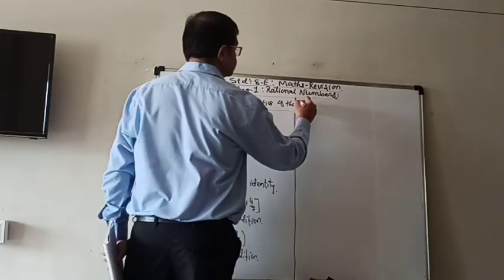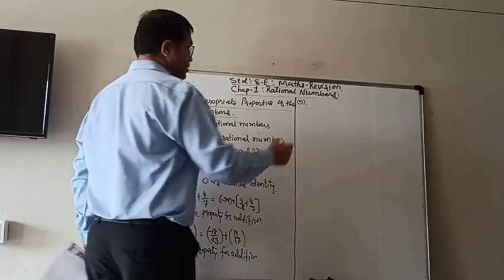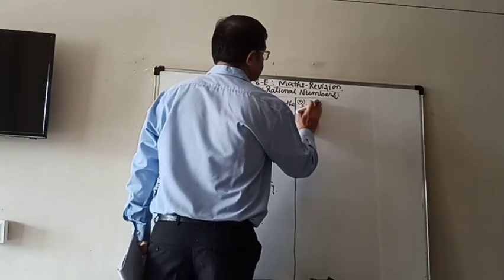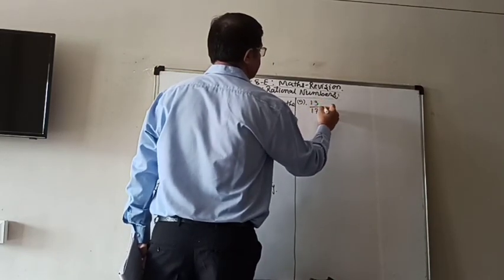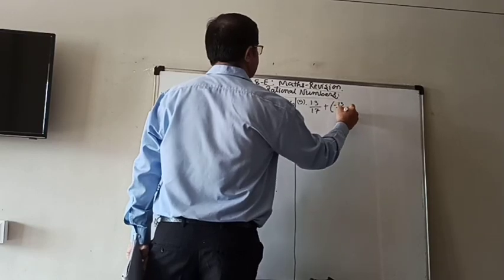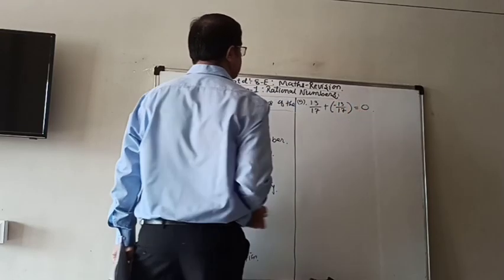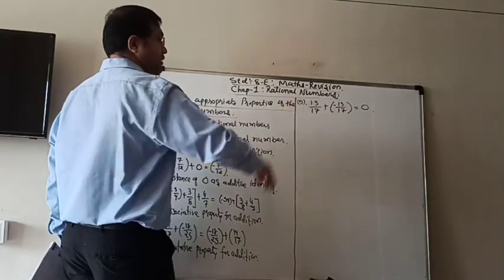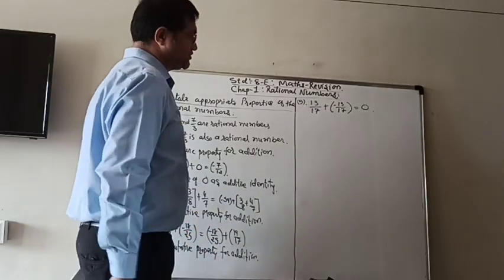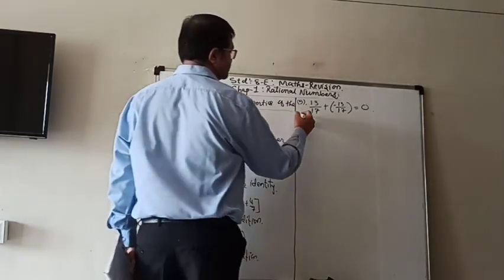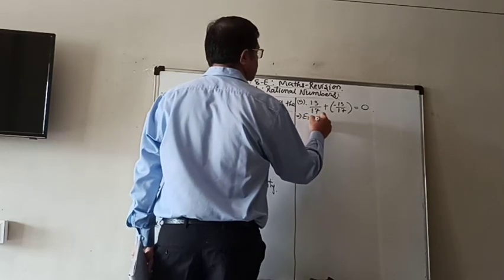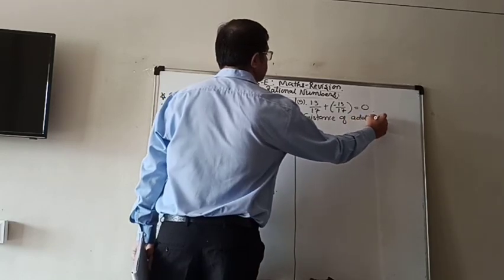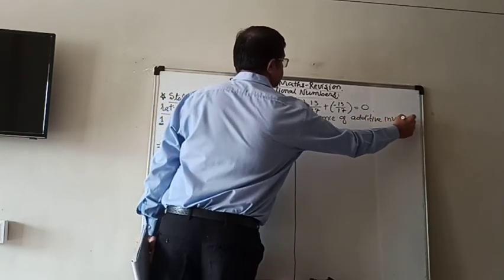Let's take another one, a few more. Thirteen upon 17 plus minus 13 upon 17 is equal to 0. So that is the additive inverse, meaning existence of additive inverse.